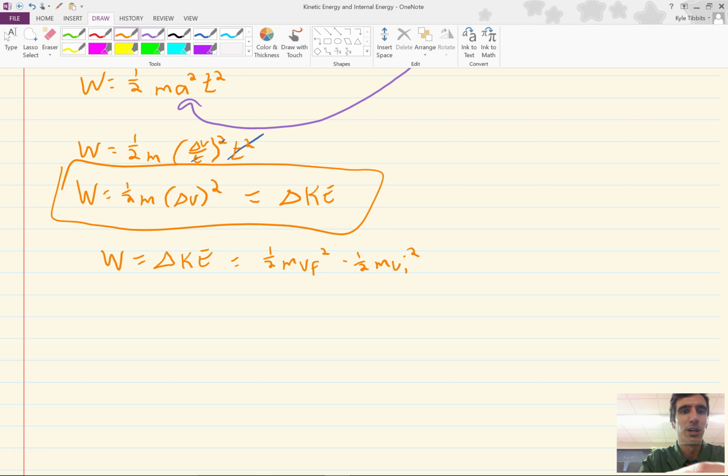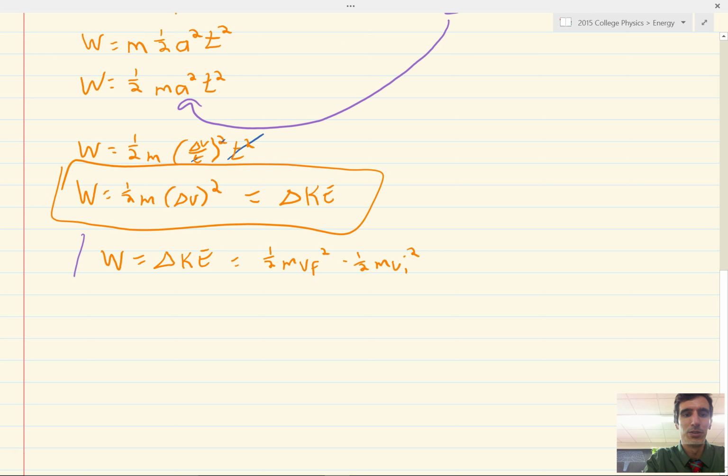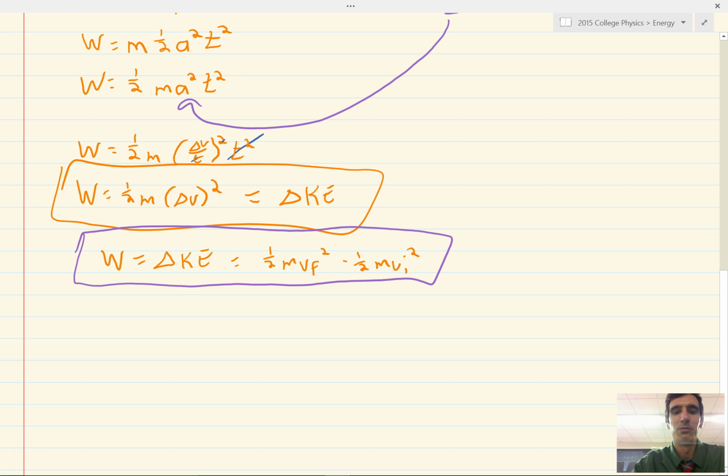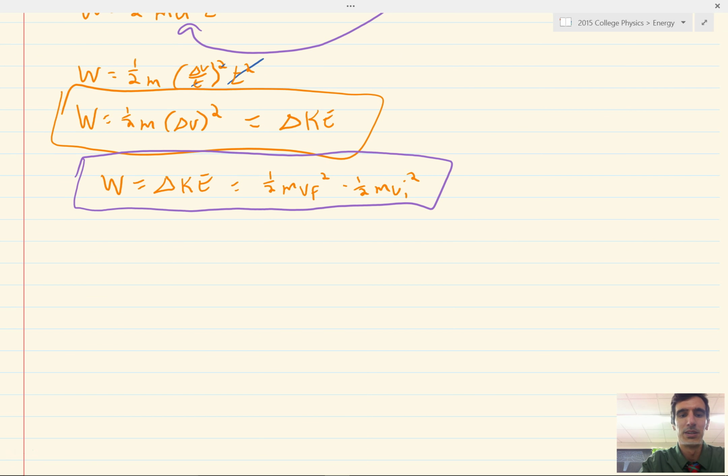And this formula we just developed is 2 in 1. We know the work is change in kinetic energy, which is 1/2 m v_f squared minus 1/2 m v_i squared. And this is called the Work-Kinetic Energy Theorem.